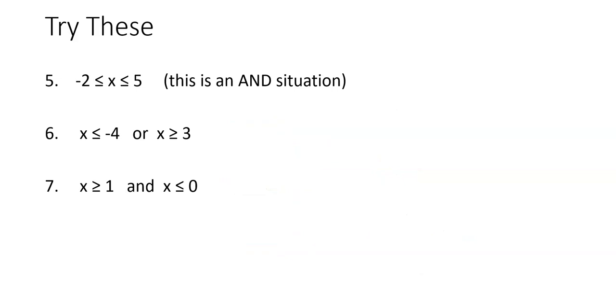All right, maybe a couple of special cases here. The first one is just an and situation. X's that are greater than or equal to -2 and less than or equal to 5. Those are the values that go from -2 to 5, including both the endpoints. For the next one, less than -4 or greater than +3. So let's see what happens here. There's -4. There's +3.